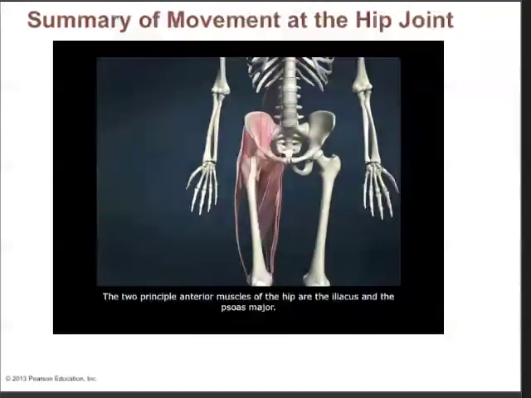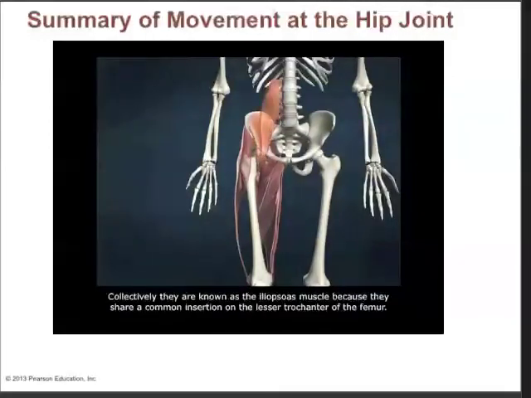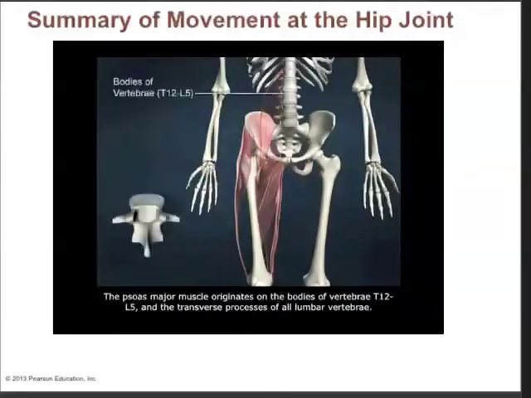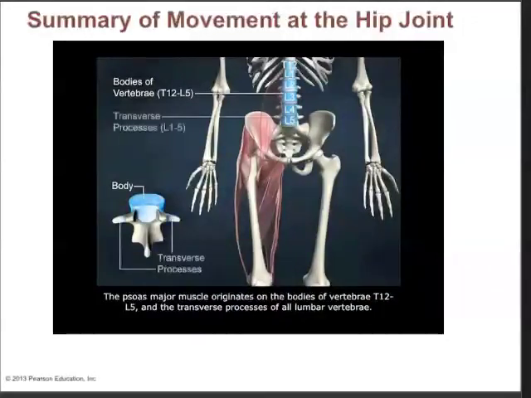Two principal anterior muscles of the hip are the iliacus and the psoas major. Collectively, they are known as the iliopsoas muscle because they share a common insertion on the lesser trochanter of the femur. The iliacus muscle originates on the iliac crest and fossa of the pelvis. The psoas major muscle originates on the bodies of vertebrae T12 through L5 and the transverse processes of all lumbar vertebrae.